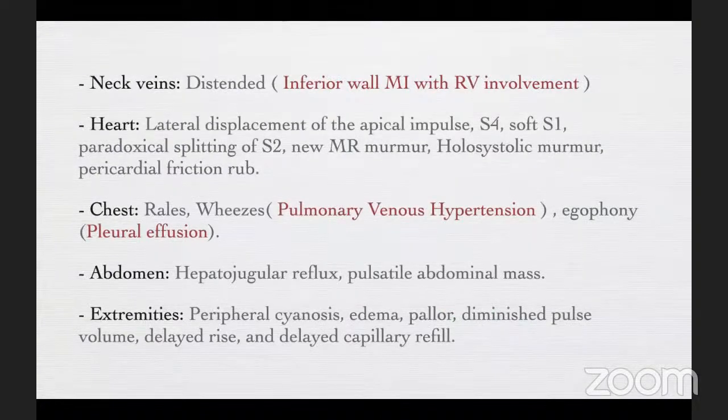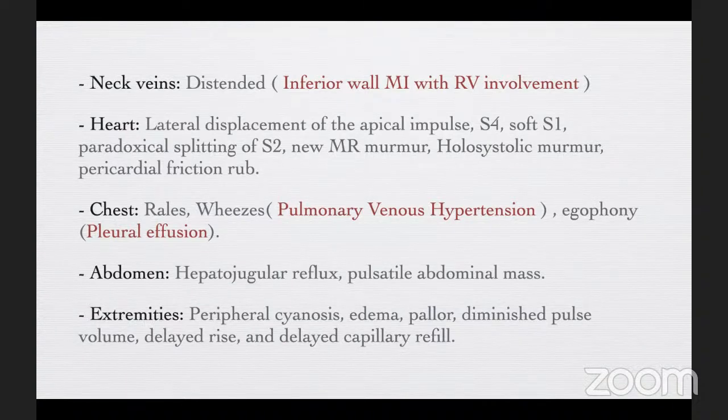On head and neck examination, we can see in a patient with acute inferior MI with right ventricular involvement, distension of neck veins, commonly described as a sign of failure of the right ventricle. Impaired right ventricular function also leads to systemic venous hypertension, edema, and hepatomegaly.